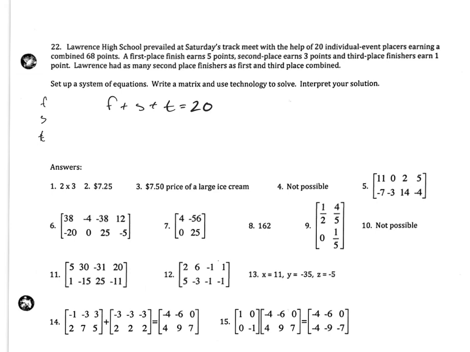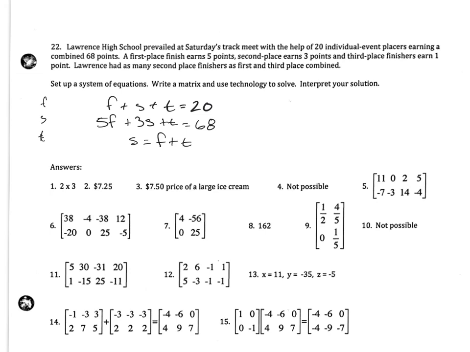Then it says first place gets 5 points. So let's do the part with the points. We have a total of 68 points. There's my total points. First place is 5, so 5F. Second place is 3 points, so 3S. And third place is 1 point. Now it says that this Lawrence High School had as many second place finishers as first and third place combined. So second place equals first plus third.